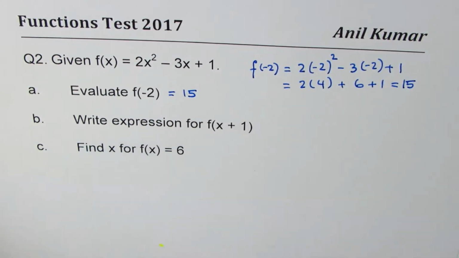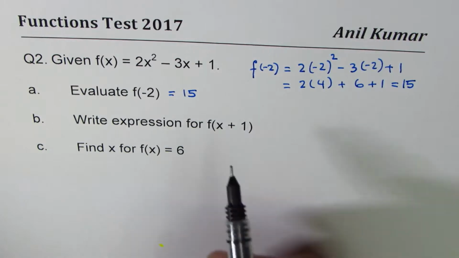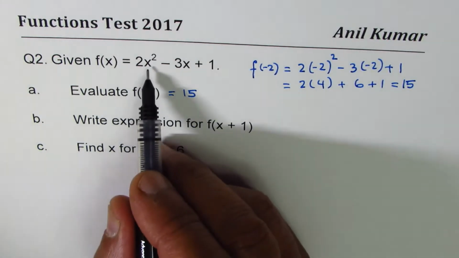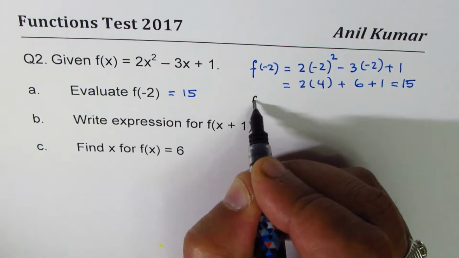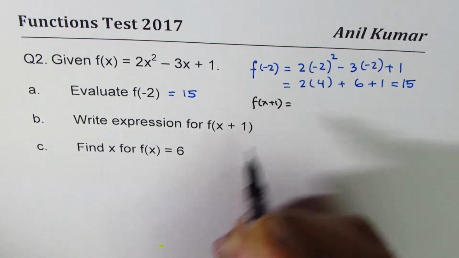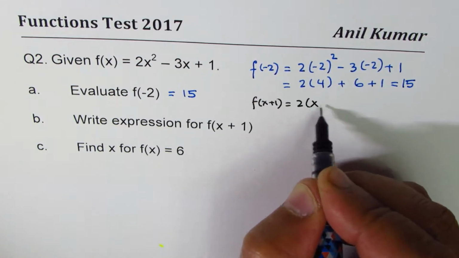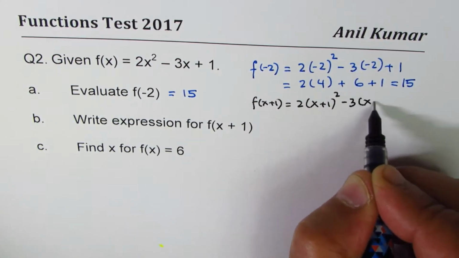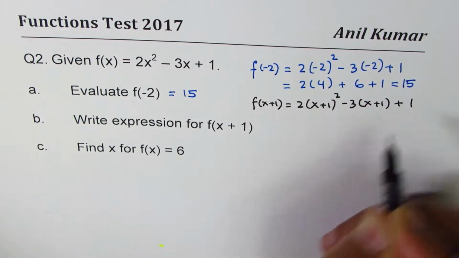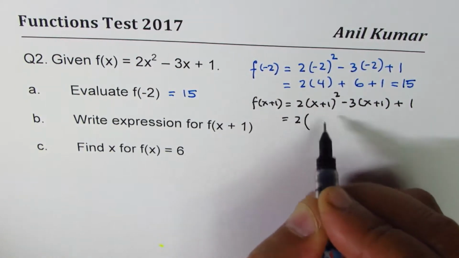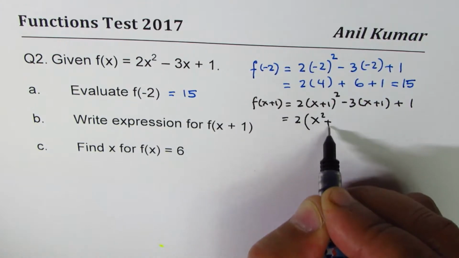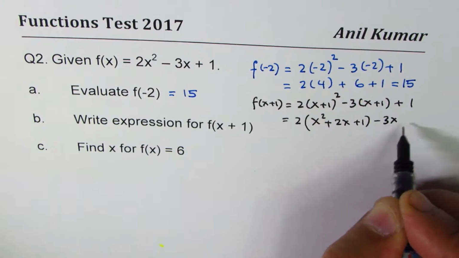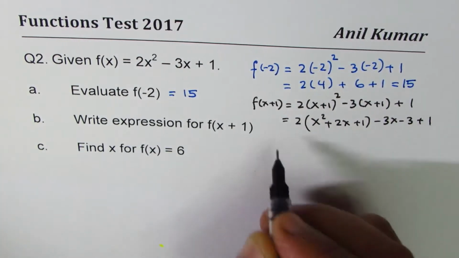Part B is, write an expression for f of x plus 1. So replace x with x plus 1, so we get f of x plus 1 equals 2 times x plus 1 whole squared minus 3 times x plus 1 plus 1. That gives you 2 times x squared plus 2ab, right? 2x plus 1 minus 3x minus 3 plus 1.